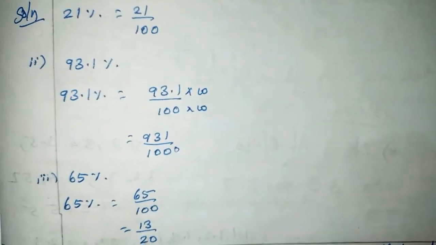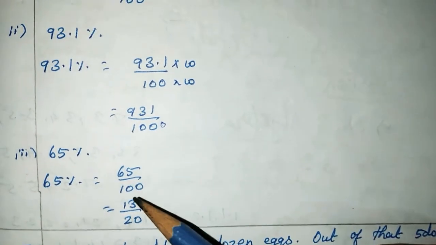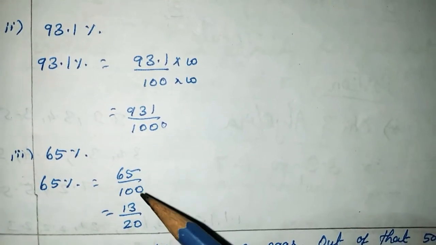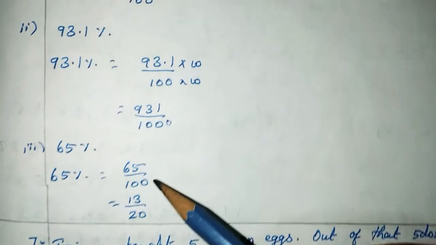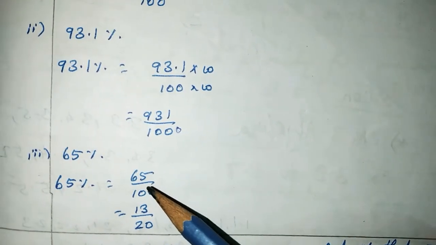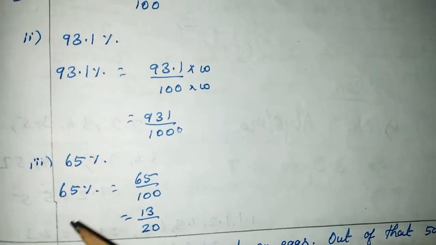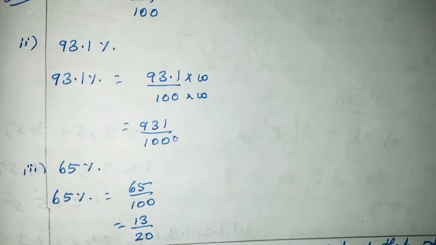The third problem, 65%. Also, instead of the percentage symbol, you have to write 100 in the denominator, then we get 65 by 100. For 65 and 100, we have the common factor 5. So, when we divide the numerator and denominator by 5, we get the answer as 13 by 20. Therefore, the fraction of 65% is 13 by 20.